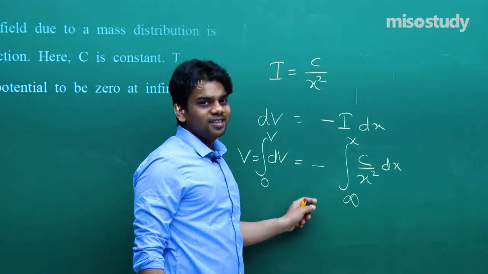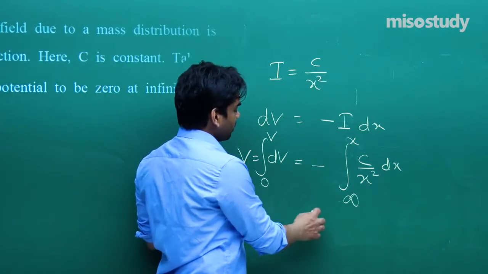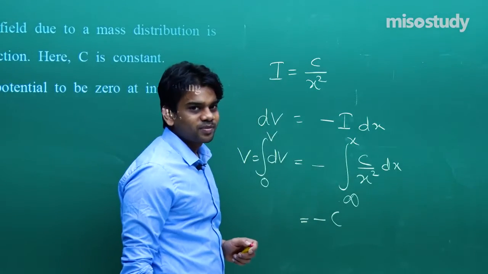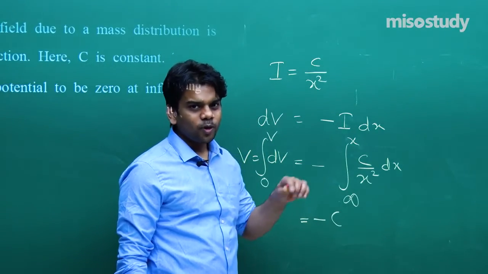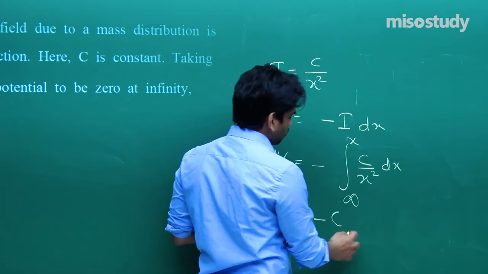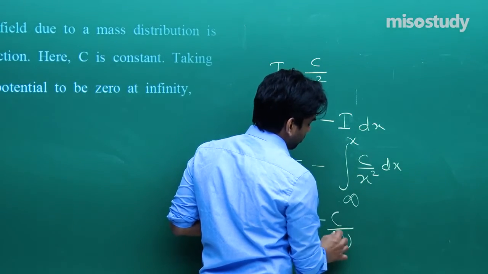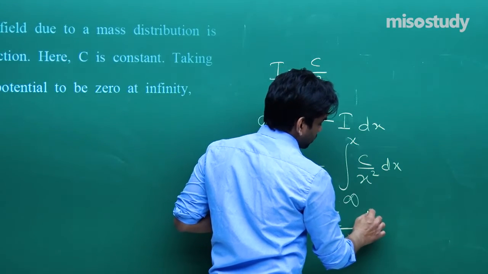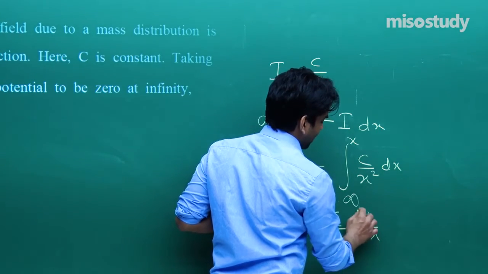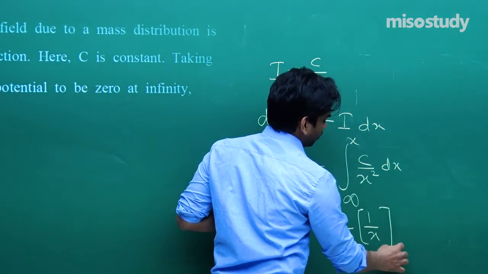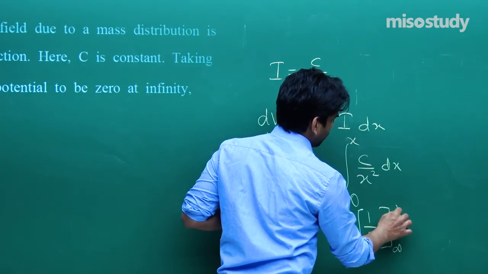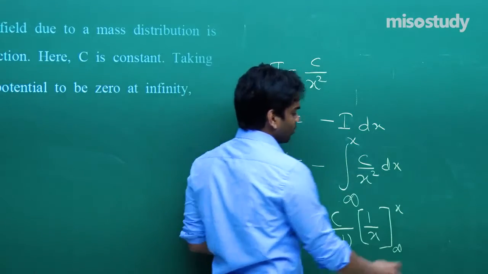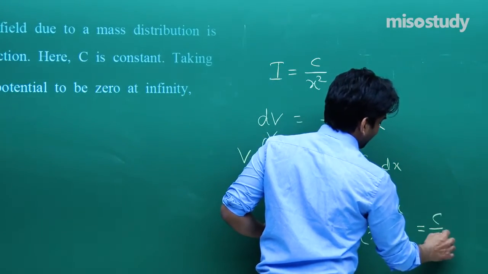Go ahead, easily you can solve this. You will be getting minus c times the integration of 1 upon x square, that is x power minus 2. So 1 upon minus 2 plus 1, you will be having minus 1. So minus 1 in the denominator, and this will come out to minus 2 plus 1, minus 1. So 1 upon x, this is what you will be obtaining, from infinity to x. So finally the result will be c by x. You can check, the result will be equal to c by x.